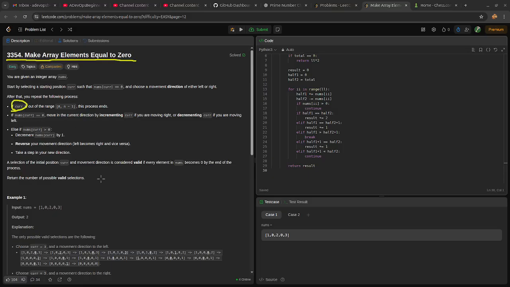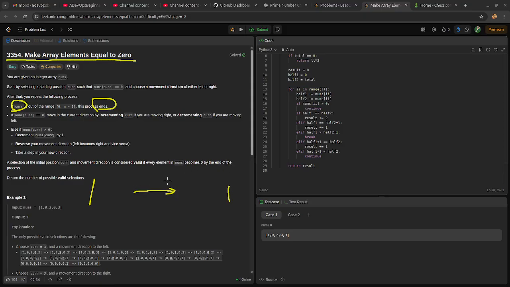With this cursor, it's kind of like a ping pong ball. It's going to go back and forth in this array while decrementing all the elements in the array. To make all the numbers 0, we have to make sure the cursor does not stop or end before the array is full of 0.